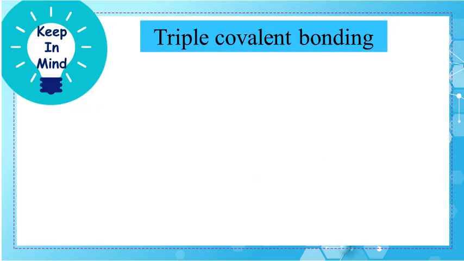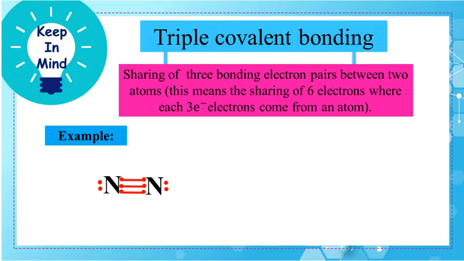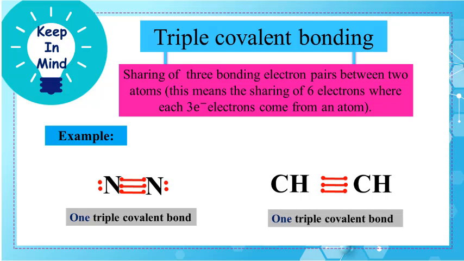And that triple covalent bonding is the sharing of 3 bonding electron pairs between 2 atoms. This means the sharing of 6 electrons where each 3 electrons come from an atom. Example, in the nitrogen molecule, each nitrogen atom shares 3 pairs of electrons with the other nitrogen atom, forming 1 triple covalent bond. And in C2H2, the carbon atom shares 3 pairs of electrons with the other carbon atom, forming 1 triple covalent bond.